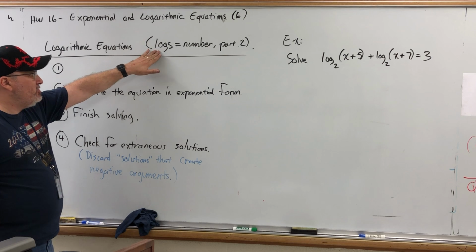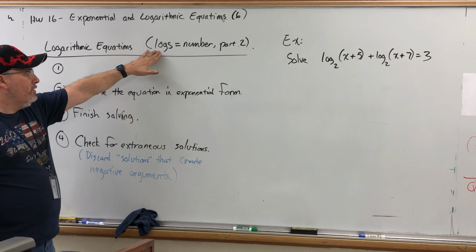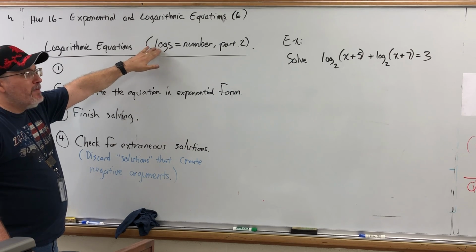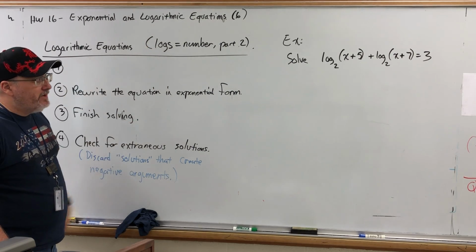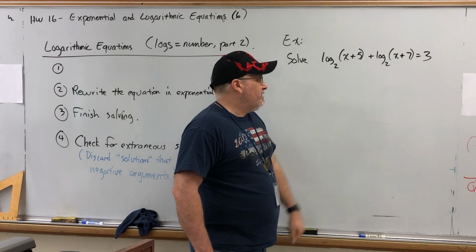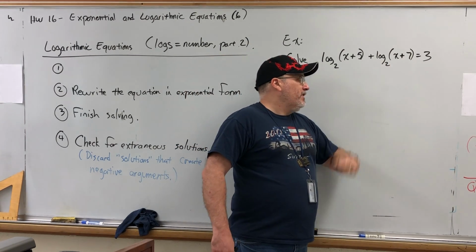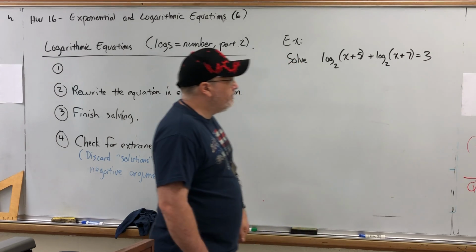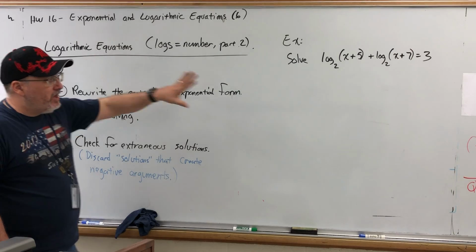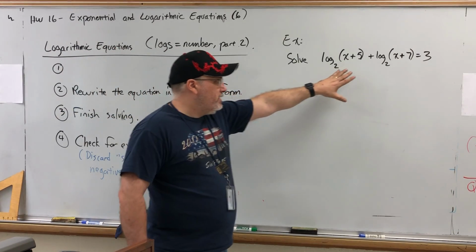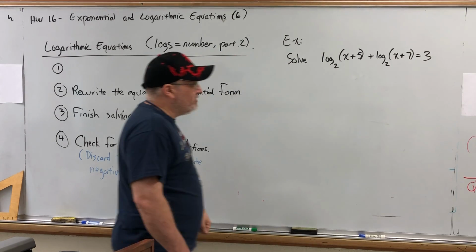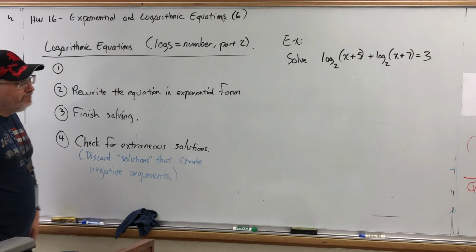But this type of equation says logs equal to a number, giving the not so subtle impression that there might be more than one log on the left side, such as in this equation. Solve log base 2 of x plus 5 plus log base 2 of x plus 7 is equal to 3. We really can't do step 2 because this is not in logarithmic form, so to speak. Logarithmic form is log equals a number, and this isn't. This is 2 logs added equal a number.